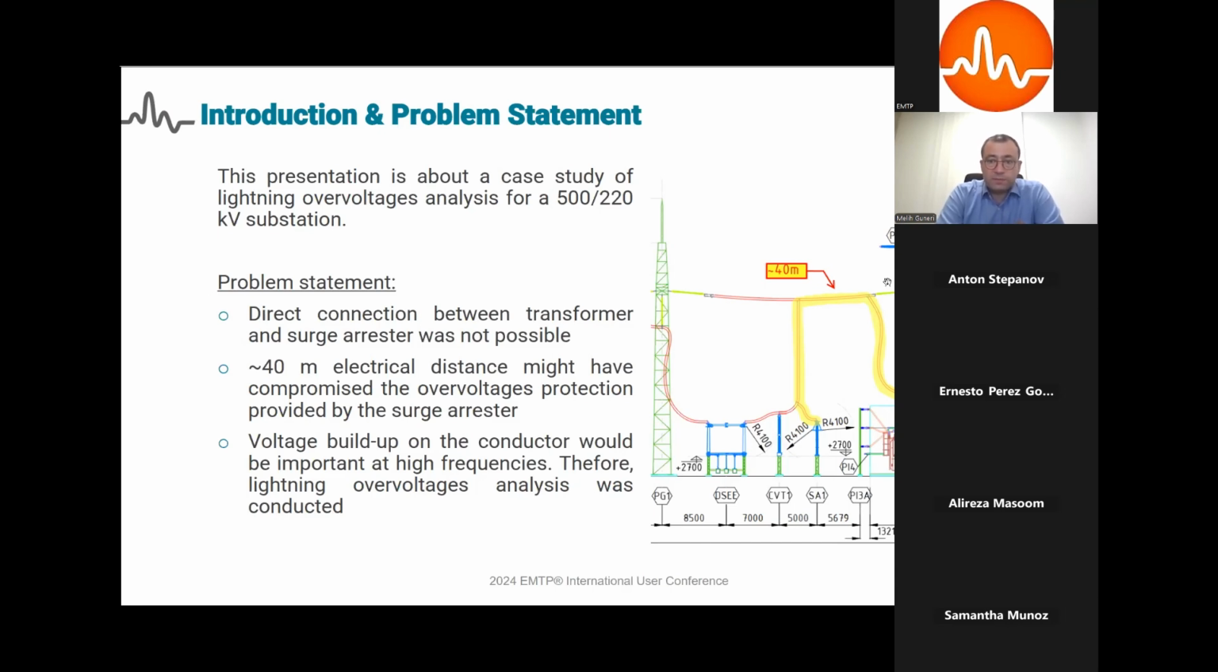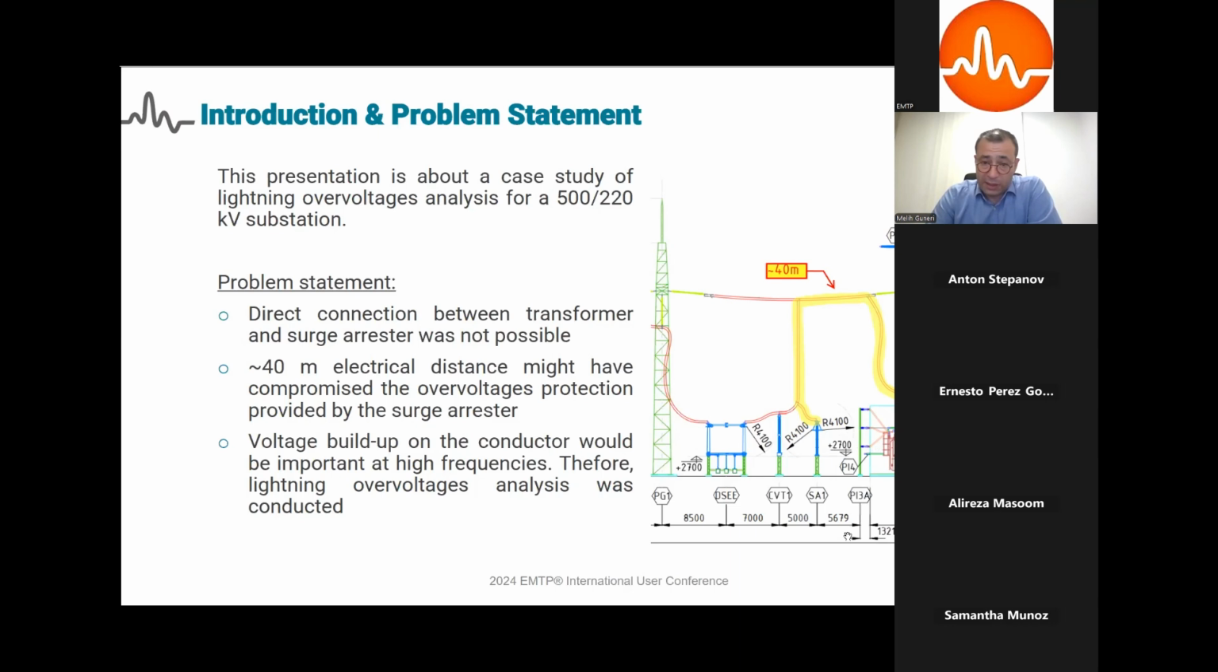Okay, about the introduction. In this case study, we had a 500 kV substation where the surge arrestor was placed quite close to the auto transformer. This is a 500 kV to 220 kV auto transformer with 11 kV tertiary winding. Physically, it's quite close, around 10 meters from the surge arrestor to the bushing of the transformer. But due to the tertiary winding bus bar of this transformer, it was not possible to make a direct connection from the surge arrestor to the 500 kV bushing of the auto transformer.